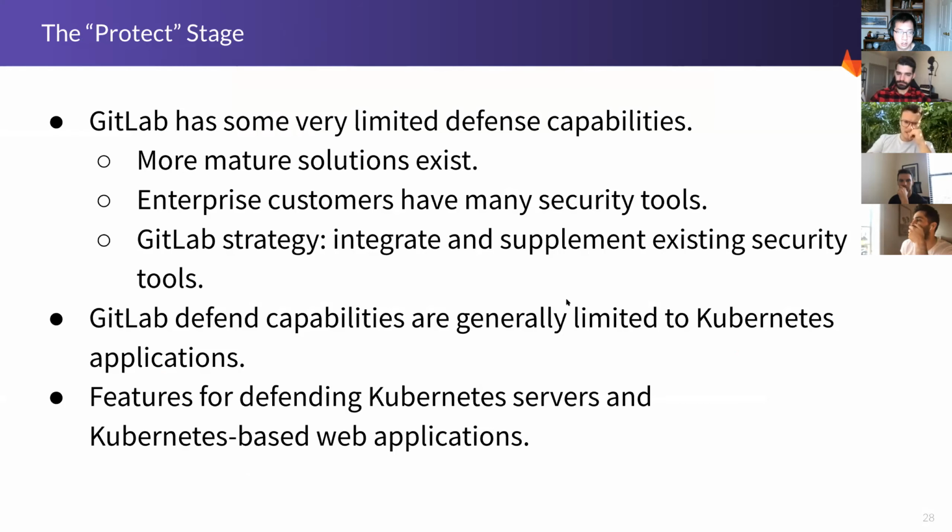So what we're talking about, just finishing out this story, is the protect stage. We have some very limited defense capabilities. Out of all of the product stages that we have, the protect is probably the least mature. What we're really talking about here is server defense. When we talked about the security stage, we were talking about scanning your merge requests for problems. What we're talking about here, and why this is a separate stage, is that this is going to defend your servers that are running actual web applications and things like that. So that's why it's two separate stages and how we split them out.